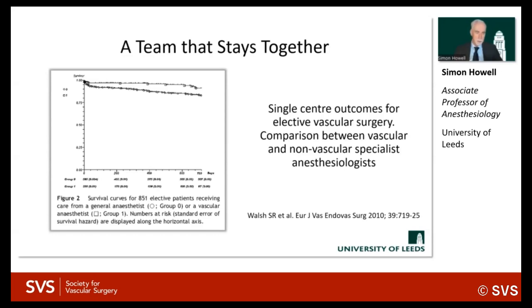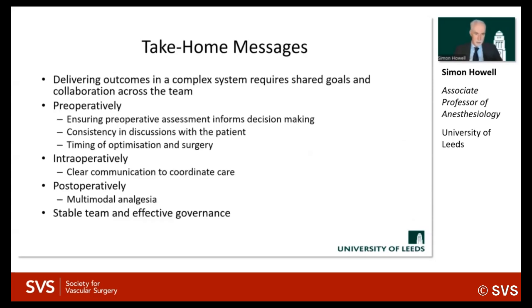The best outcomes are delivered by teams that work together, are familiar with each other's practices, hold regular governance meetings together, and communicate well. Of all the components to deliver this complex package of ERAS, a stable, effective team is probably most important. So in summary, my take-home message is, delivering the complex intervention that is ERAS requires shared goals and collaboration.